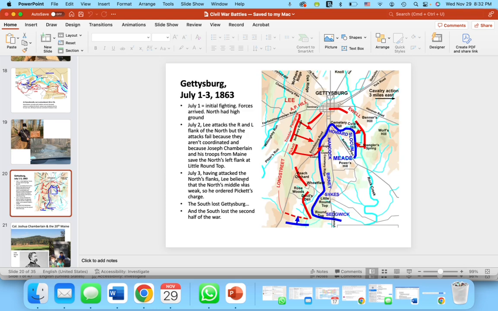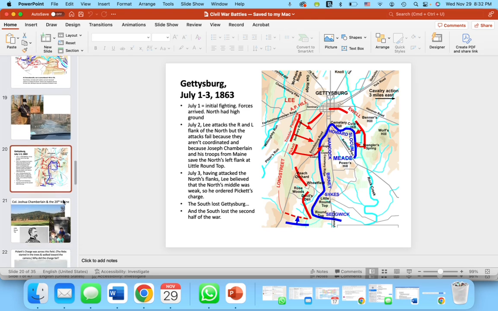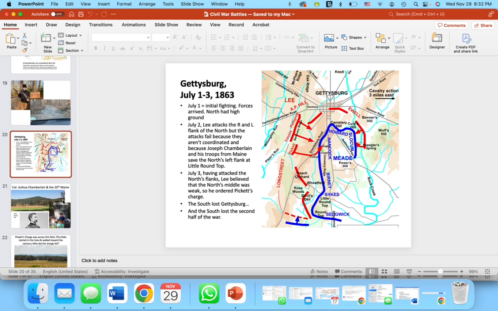Six months later, Lee goes into the North. He goes into Pennsylvania, and the armies bump into each other in Gettysburg, where a bunch of roads came together. On the first day, the armies bump into each other and they take up positions. On the second day, Lee attacks the northern right flank and Lee attacks the northern left flank. But Joshua Chamberlain, that Bowdoin College professor leading the 20th Maine Regiment, saves the day and saves the North's left flank here. So on the third day, Lee orders Pickett to charge right in the middle and try to split the Northern lines. It's a huge failure and a turning point in the Civil War.